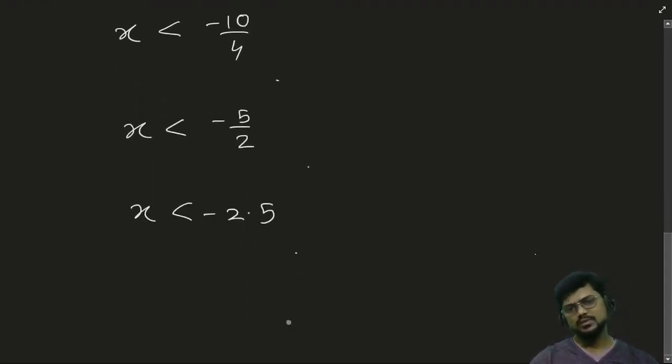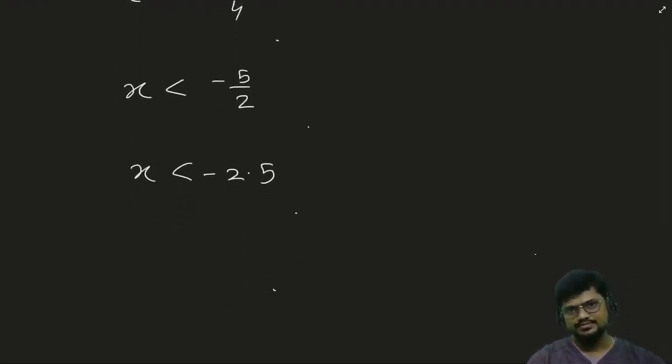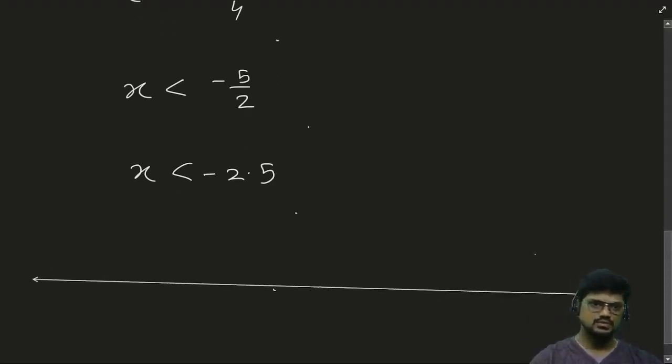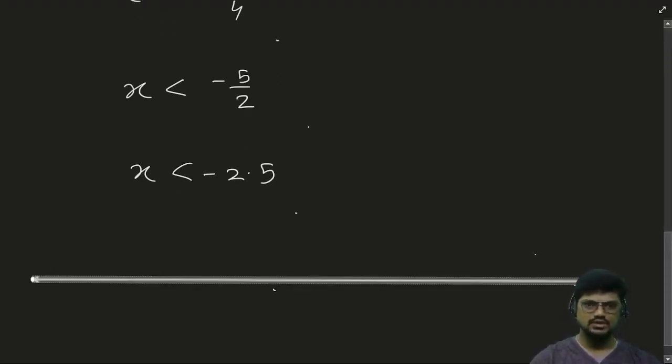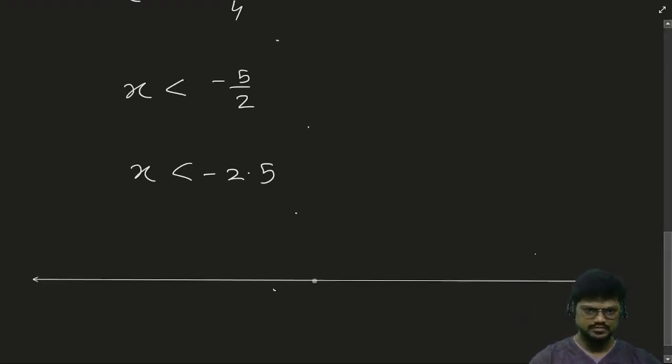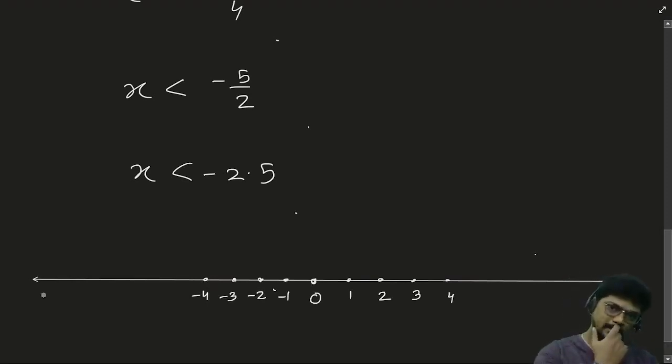Okay, and you have to plot this now on the number line. Suppose this is your number line. It starts from 0 over here. This is 1, this is 2, this is 3, this is 4, and so on. And over here, minus 1, minus 2, minus 3, minus 4, and so on, right? So minus 2.5 will come over here.